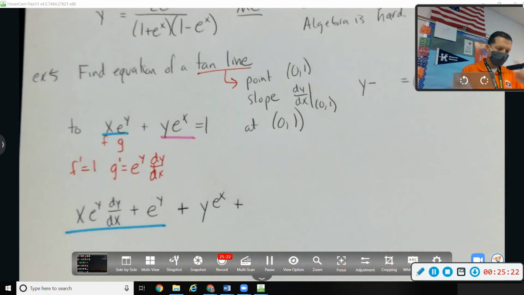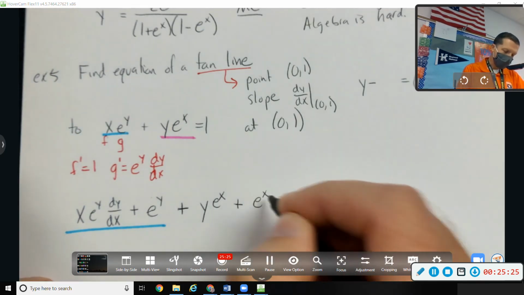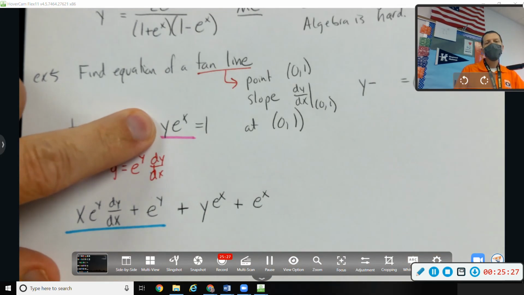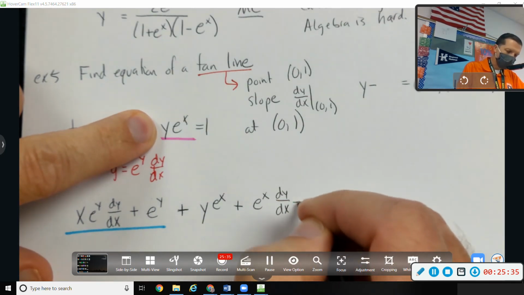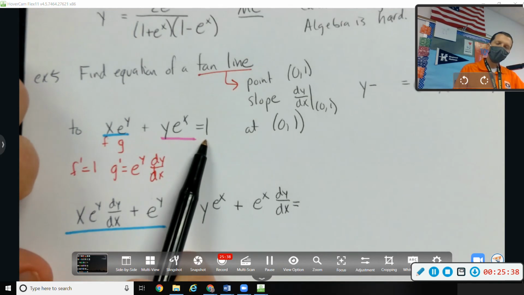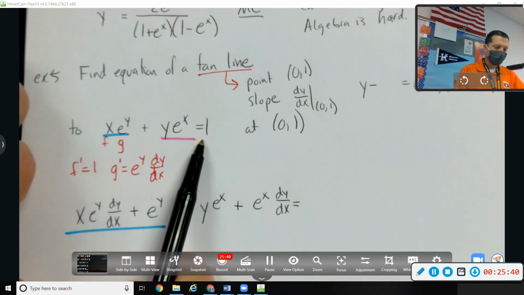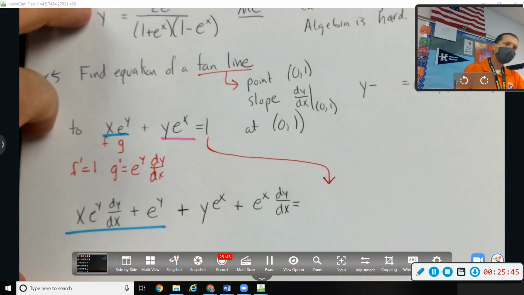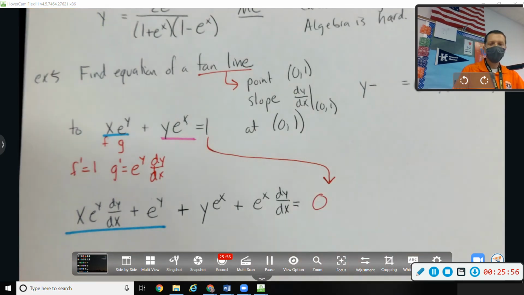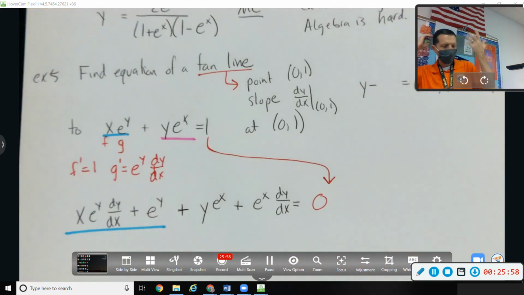Plus, vice versa, the second times the derivative of the first. What's the derivative of y? dy dx. And then sure enough, at least one person in this class made this mistake on the test. So frustrating to get all the hard stuff right. And then what's the derivative of 1? 0. I mean, I know that person knows that. They just copied down the 1 instead of thinking about a derivative.